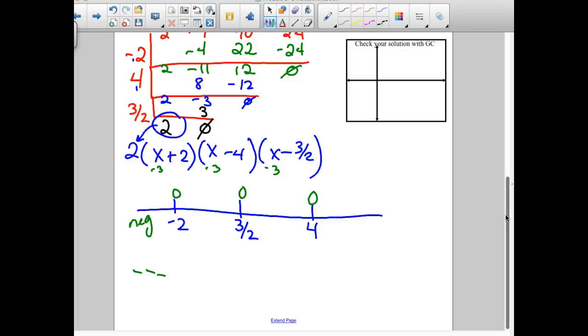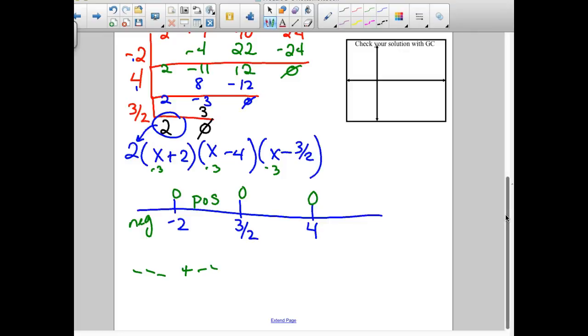Okay. Testing something between -2 and 1.5. 0 is a good one. All right. First factor becomes positive. Second one is negative. Third one is negative. So overall we are positive.